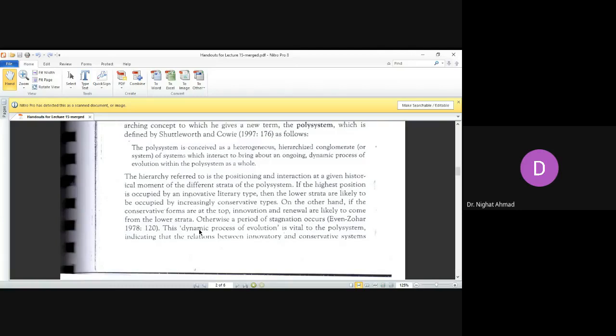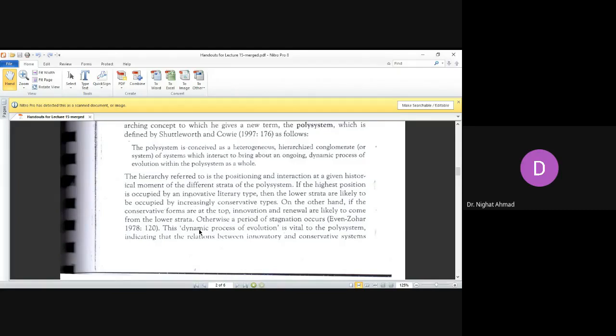from the lower strata. So if within the system you have put the innovative system at the top, and the other way around at the lowest strata, what you call conservative. What happens in this system is that a period of stagnation occurs. This dynamic process, because according to Zohar, the polysystem is dynamic. This totally stagnating system needs constant flux. It's a dynamic system, a system of change. It's a dynamic process of evolution.